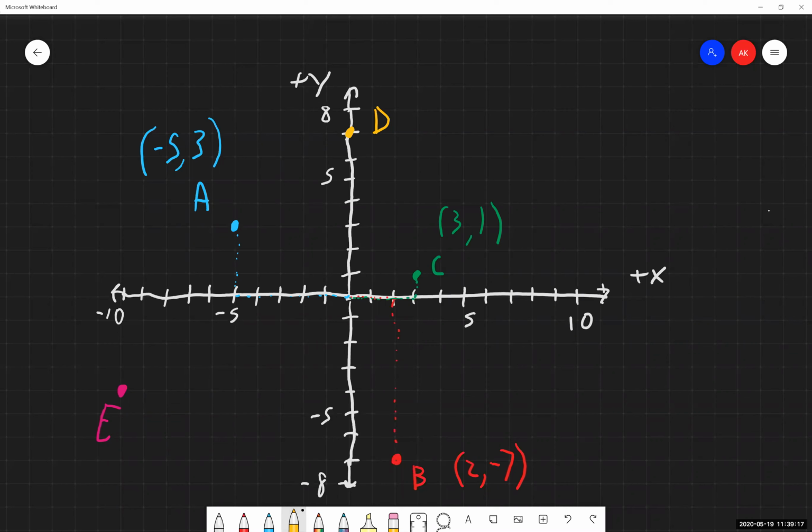Looking at D, I'm not moving horizontally. I'm not moving left or right at all for this one, which means my x value, if I'm not moving anywhere, my mathematical equivalent of nothing is going to be 0. And then I'm moving up by 7. So my y value is going to be 7. So point D is the ordered pair (0, 7).